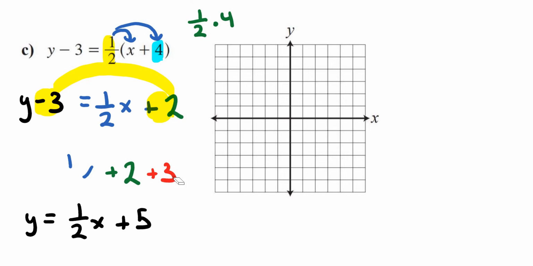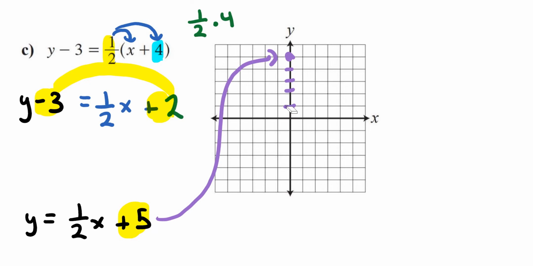Okay. So 1/2 x plus 5. So basically I'm starting at plus 5. That's my y-intercept. So 1, 2, 3, 4, 5. So that's plus 5. We start up there, 5 units straight up. And then I have a slope of 1/2, right?